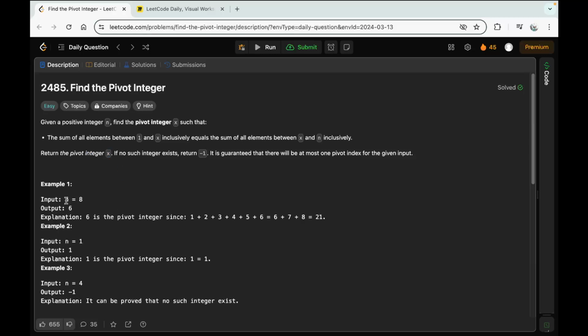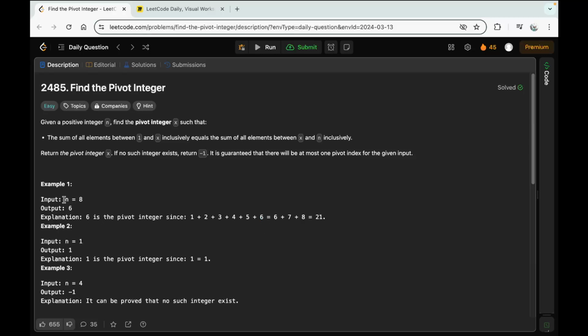So here you are given n is equal to 8, right? Basically consider all the numbers from 1 up to 8, and you need to select x. There is a number among these 8 numbers such that if you calculate the sum from the left starting, and from that number to the right, and that sum becomes equal at that particular number, then that number is your x or pivot integer, and that you need to return.